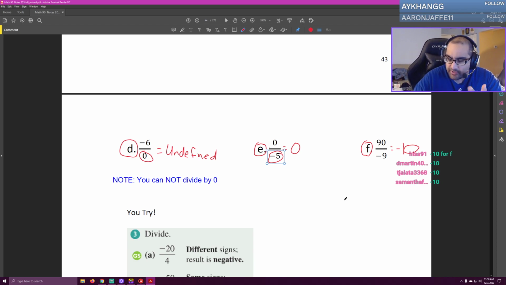Any questions about multiplication and division of signed numbers?